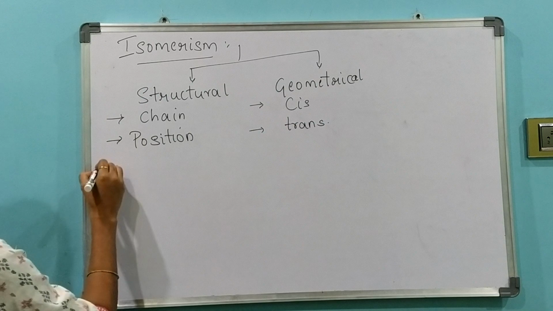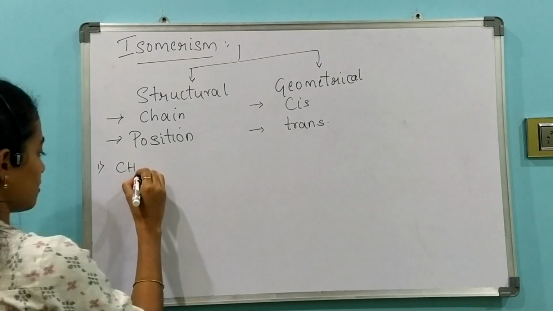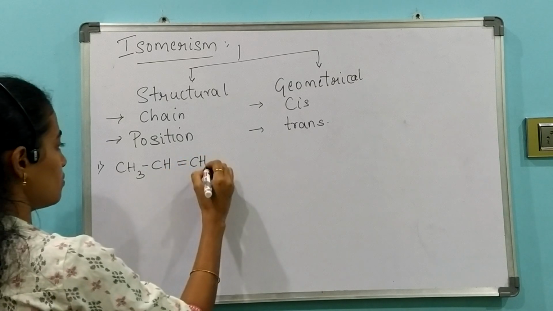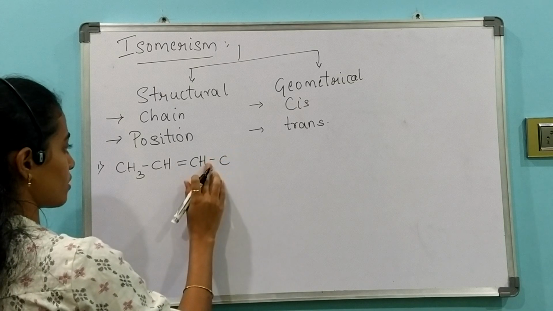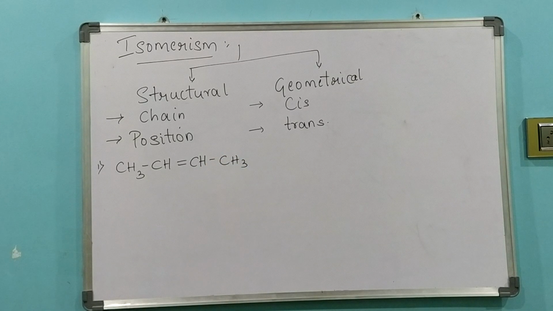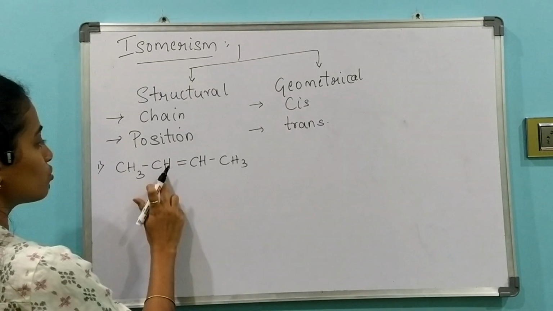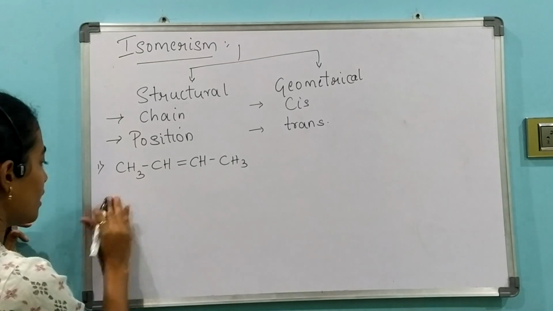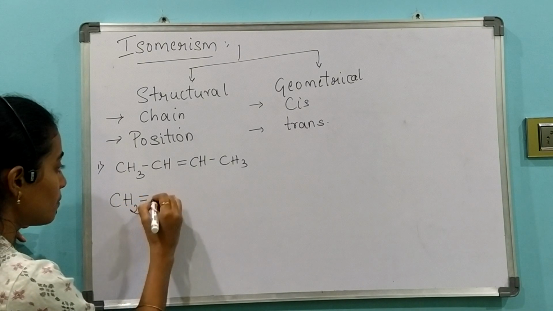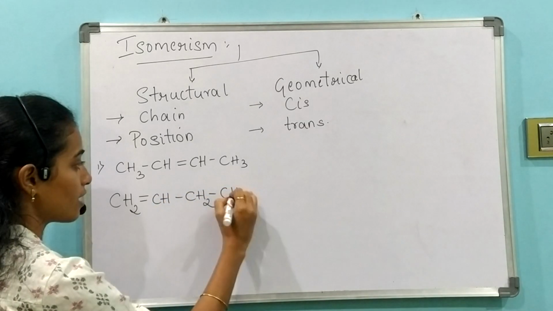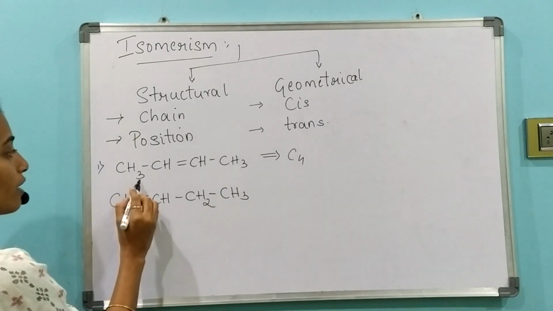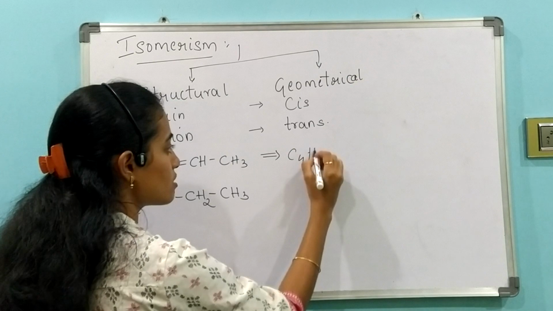Take the first example, CH3 CH double bond CH CH3. The name of the compound is butene, 1, 2, 3, 4. I can write the same chemical formula but a different structural arrangement by writing it as CH2 double bond CH, CH2 and CH3. Count the formula here: you have 4 carbons, C4, and 8 hydrogens, C4H8.